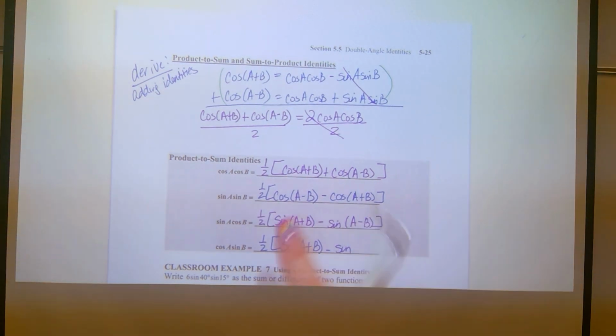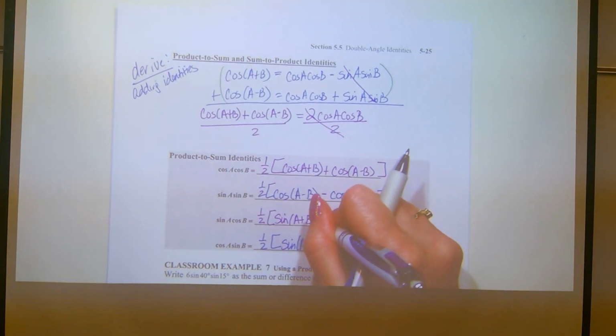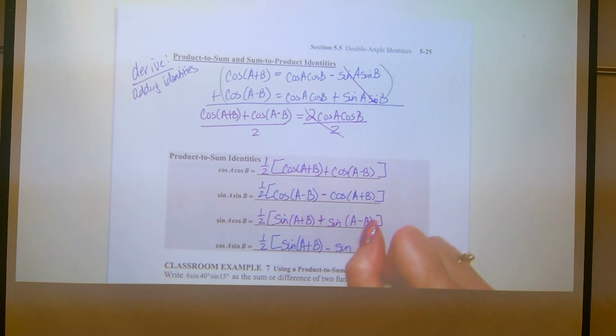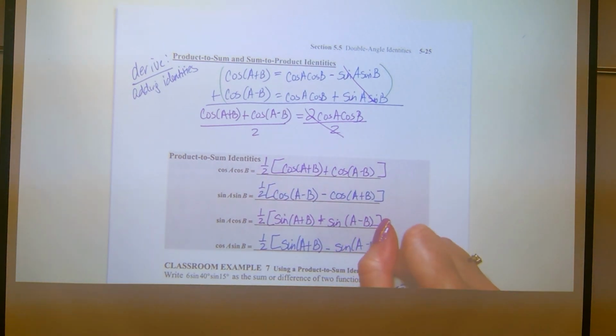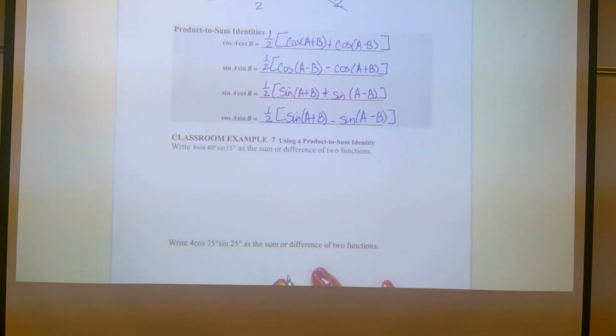Oops, I messed up an algebraic sign here. Sine A cosine B needs to be plus in the middle. That is minus A minus B. Okay. Once you get those recorded, let's use them.